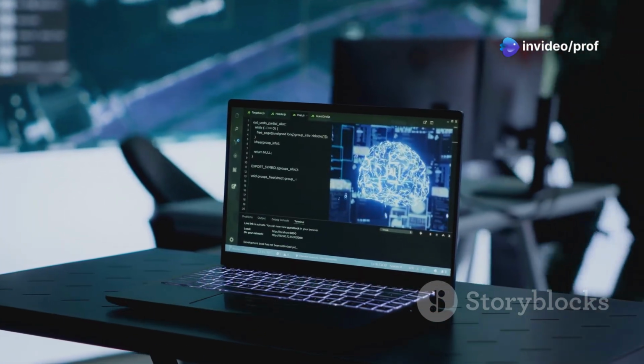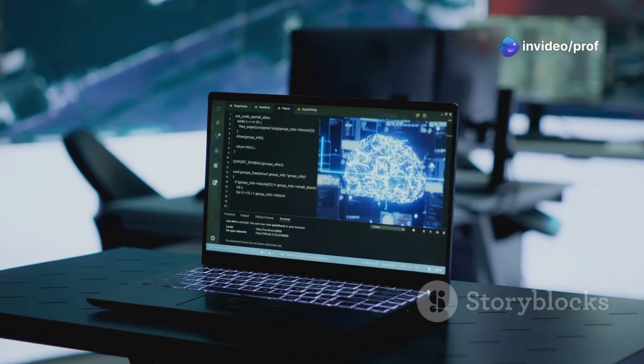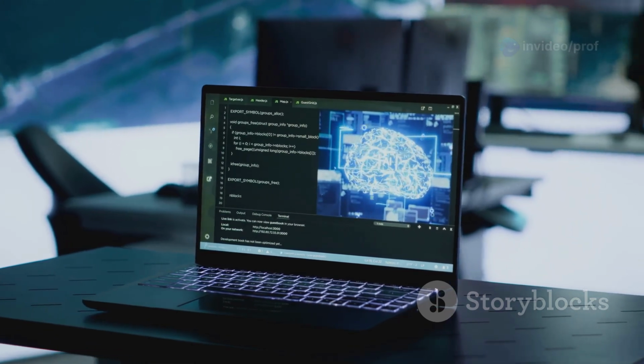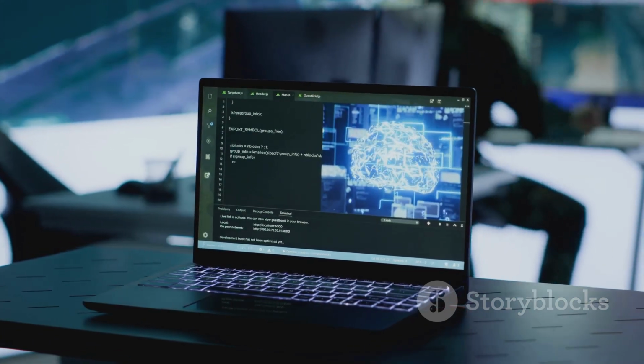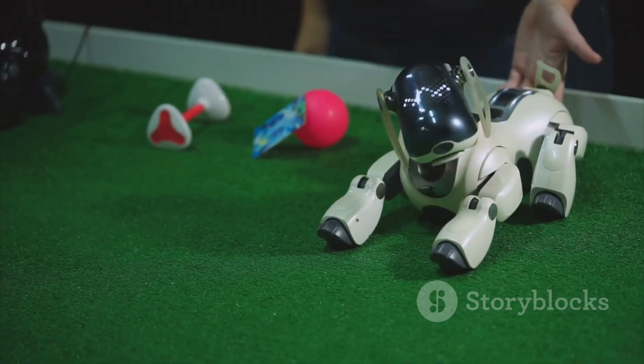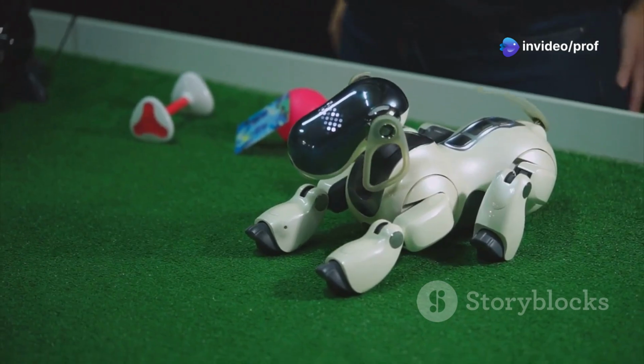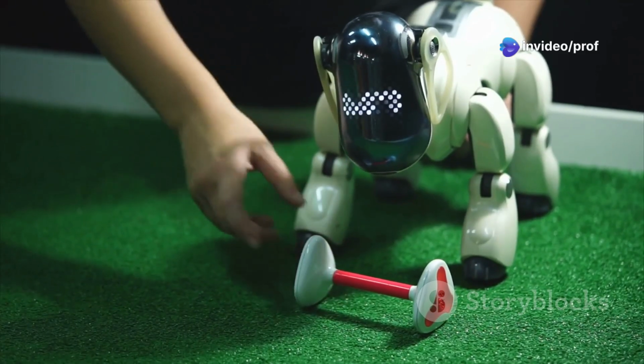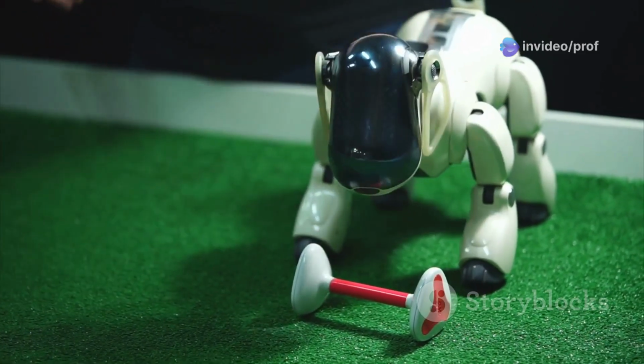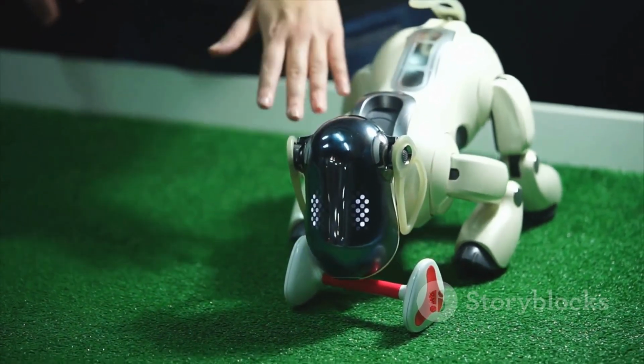Welcome to the fascinating world of reinforcement learning, where we enable machines to learn optimal behavior through interactions with their environment. Imagine training a robot dog. Instead of programming every single step, we can use RL to let it explore, learn from successes and failures, and eventually master complex tasks like fetching a ball.